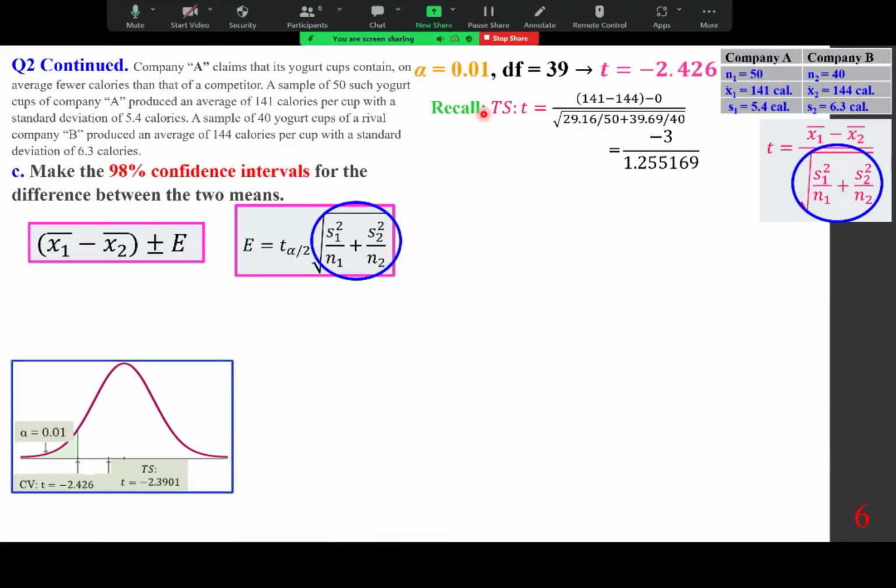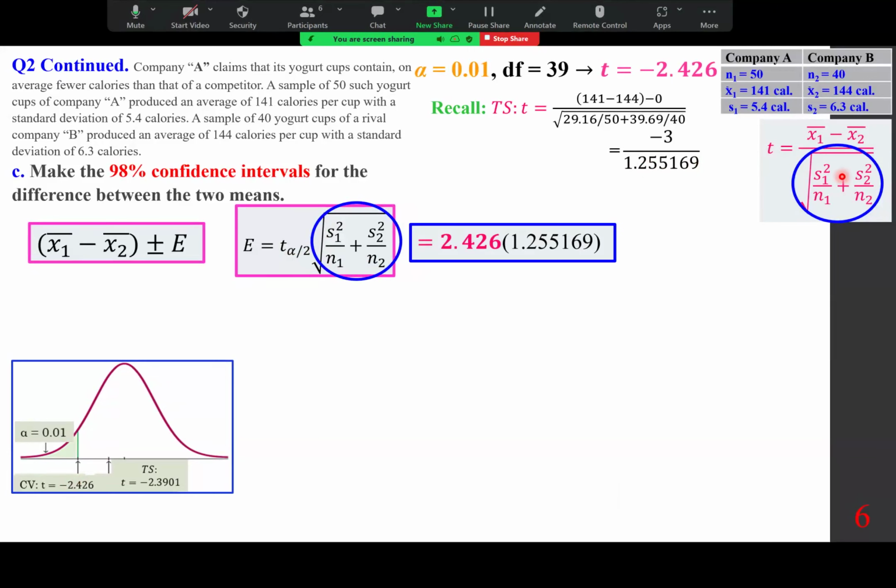And I'm going to remind you that the test statistic had this formula, and this was the denominator. I don't have to evaluate it again. So t alpha over 2, I already have it. And this one is the denominator of the test statistic. So again, this makes it very easy. I want to show you how calculation becomes easy as long as you pay attention to that.